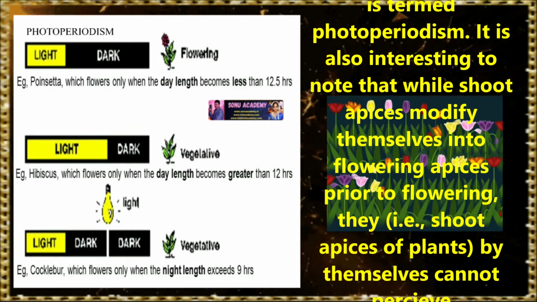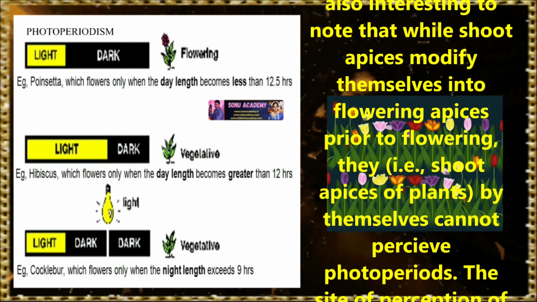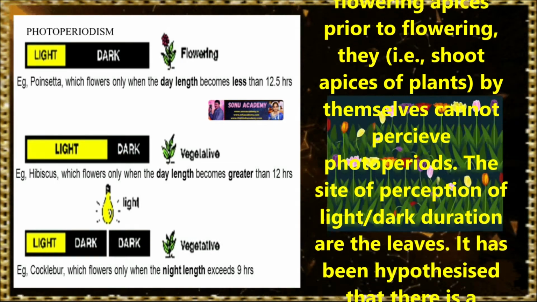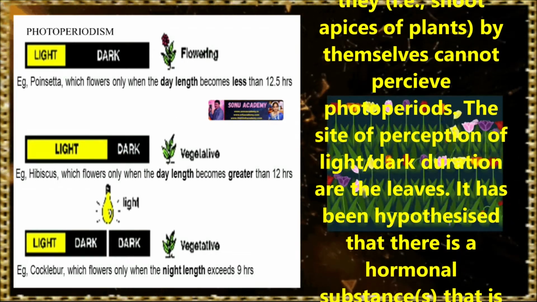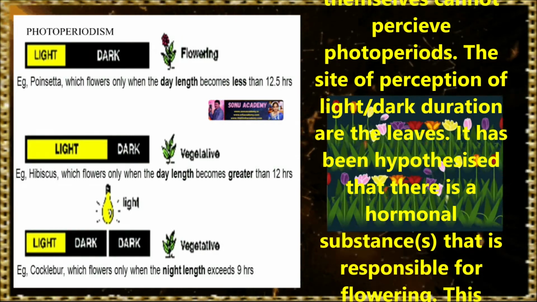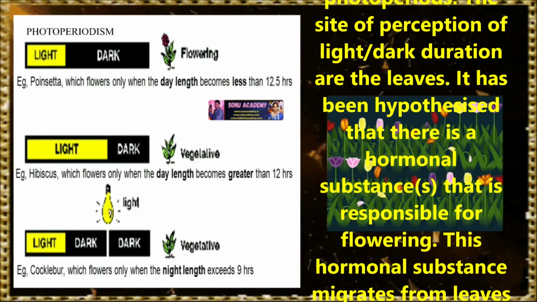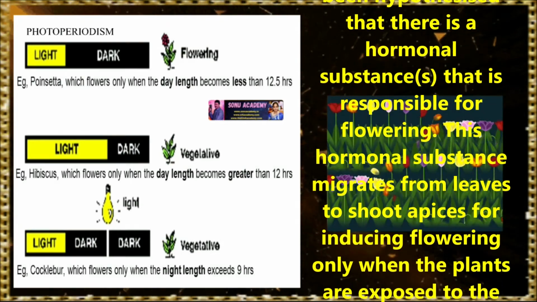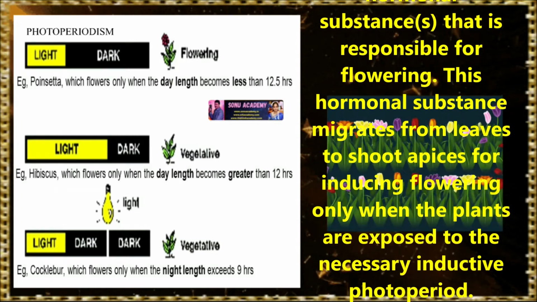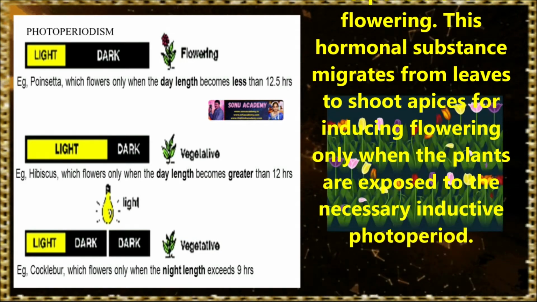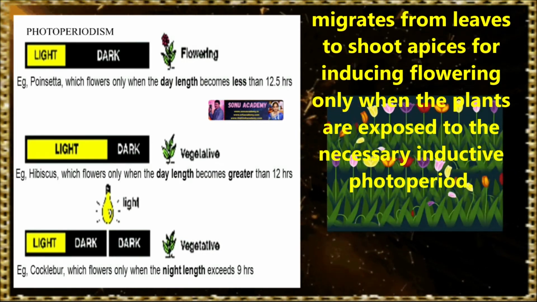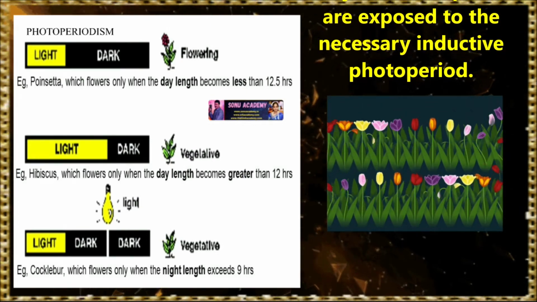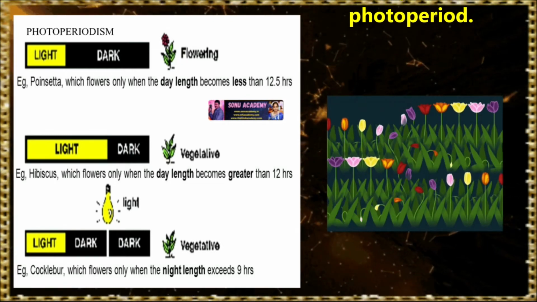It is also interesting to note that while shoot apices modify themselves into flowering apices prior to flowering, they by themselves cannot perceive photoperiods. The site of perception of light and dark durations is the leaves. It has been hypothesized that there is a hormonal substance that is responsible for flowering. This hormonal substance migrates from leaves to the shoot apex for inducing flowering only when the plants are exposed to the necessary inductive photoperiod.